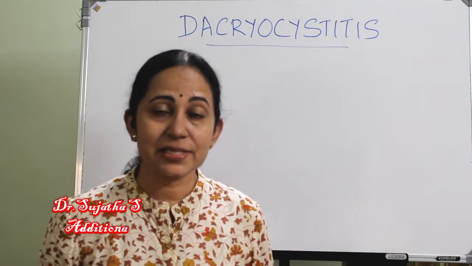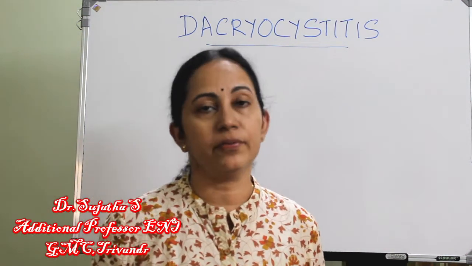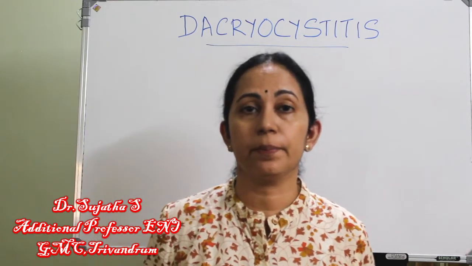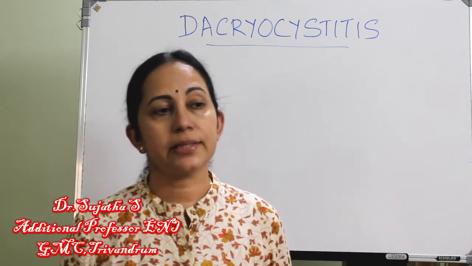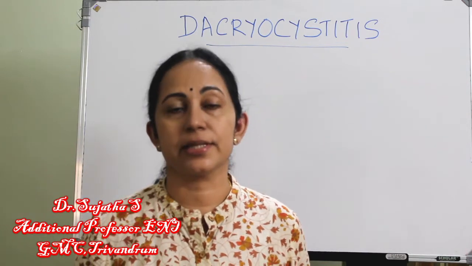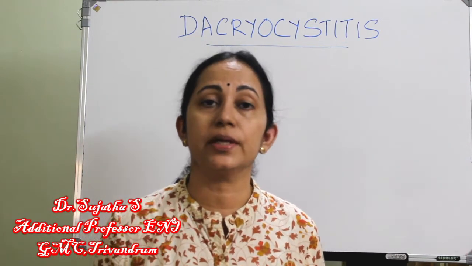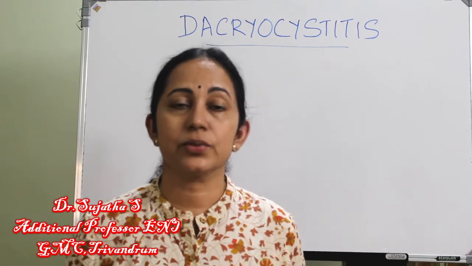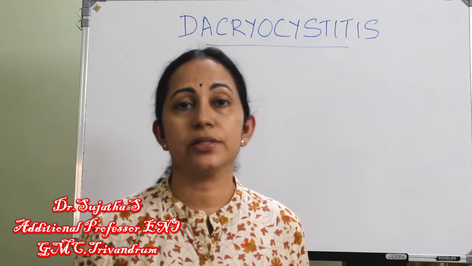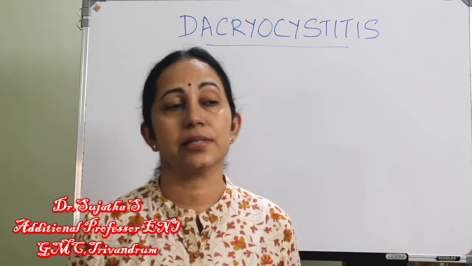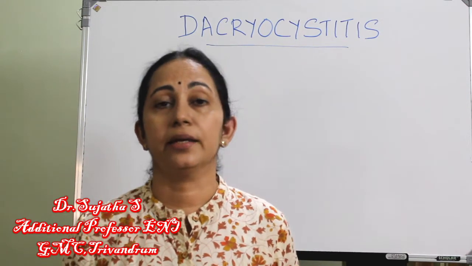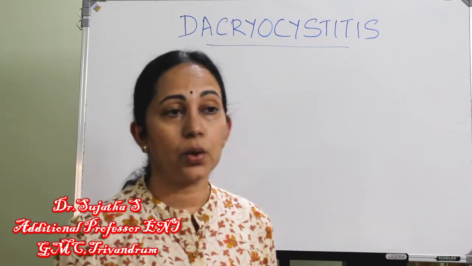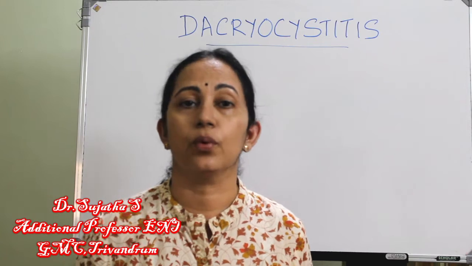You might have seen patients complaining of excessive watering from the eyes. Most of these cases are referred from ophthalmology departments to ENT, and that is dacryocystitis, that is infection or inflammation of the lacrimal sac. Today I will explain what dacryocystitis is, the etiology or causes of dacryocystitis, the pathogenesis behind that, how to diagnose it, and what the treatment of dacryocystitis is. I will also explain the anatomy and flow of tears.